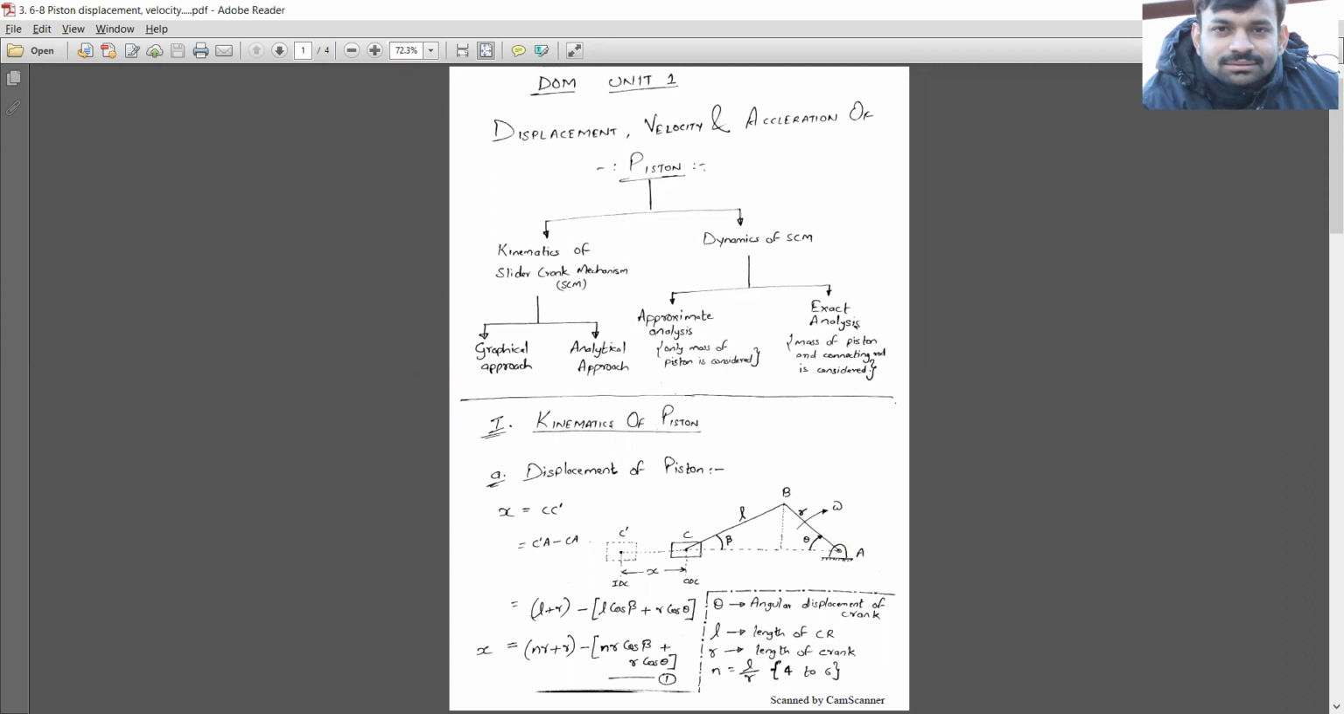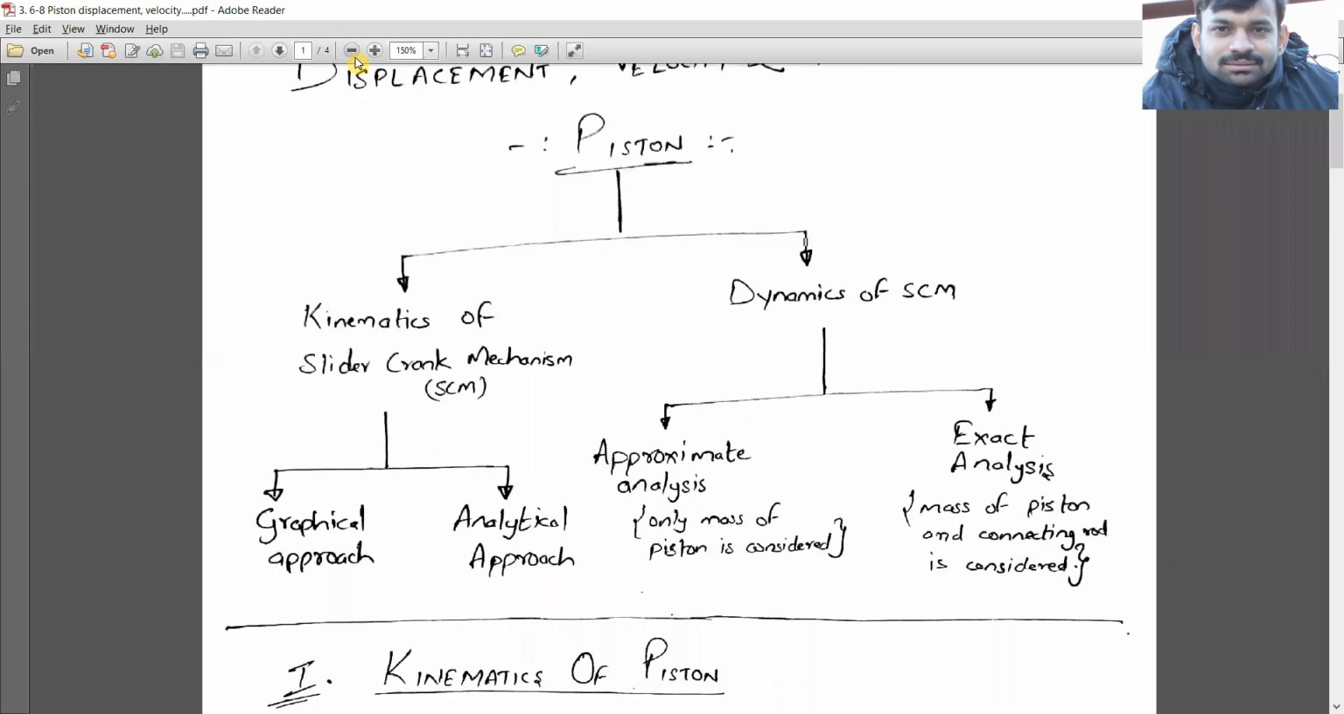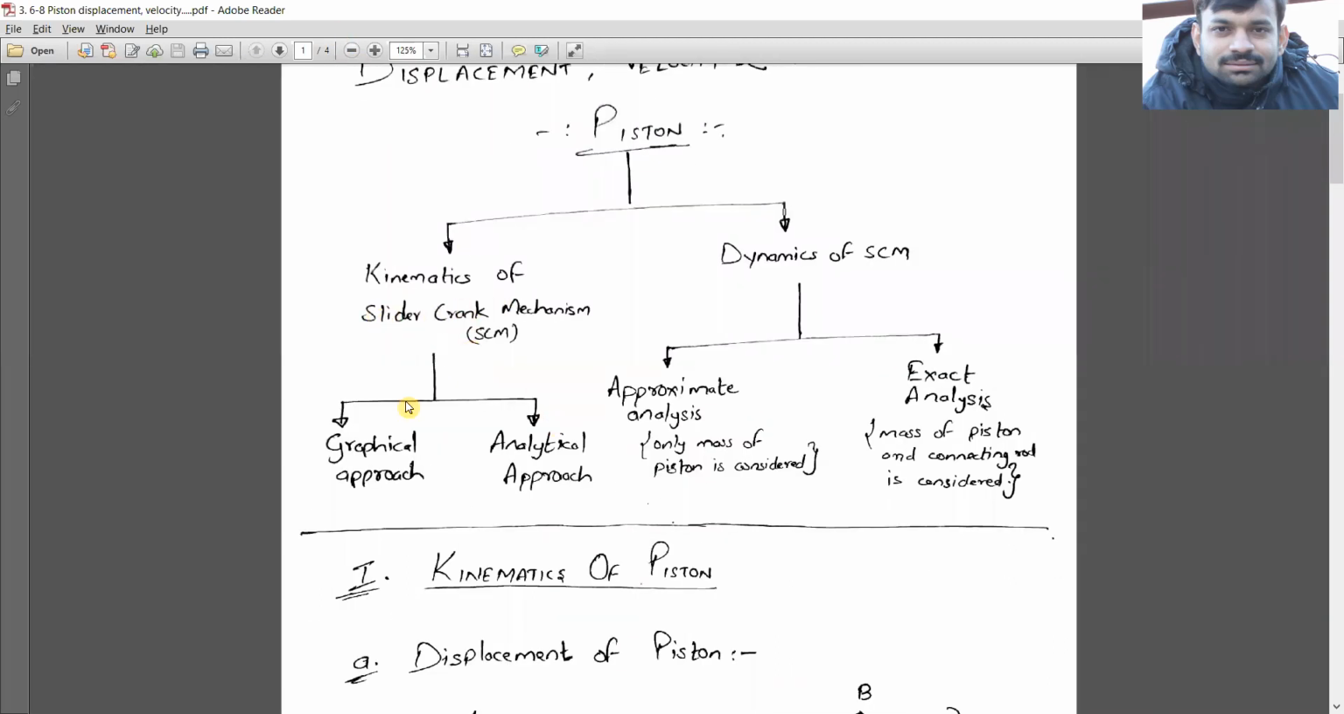As you know, we can do kinematic analysis of the slider crank mechanism. This SCM stands for slider crank mechanism. Kinematic analysis can be done by these two methods: a graphical approach can be used, and also an analytical approach can be used.